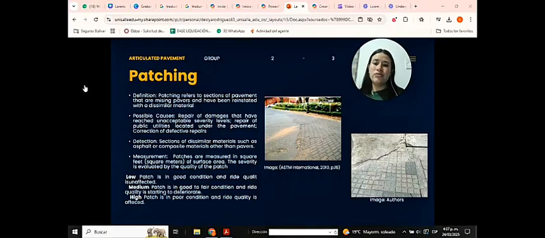Correction of defective repairs. Detection: sections of dissimilar material such as asphalt or composition material other than pavers. Measuring patching is measured in square feet, and here we have the quality and condition and severity level: low, medium, high.